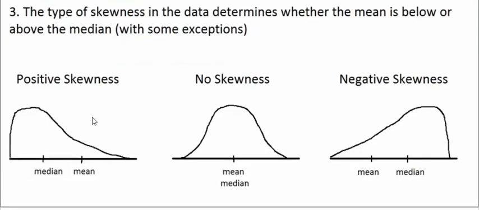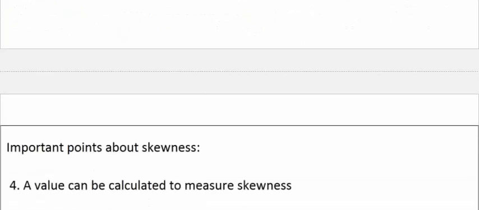So whenever the data set has a skewness, the mean is pulled out toward the tail. So here it's pulled out toward this tail. Here it's pulled out toward this tail. So whenever a data set has a skewness, the mean becomes a little bit less accurate because it's pulled in the direction of the tail. It's pulled out toward the extremes.